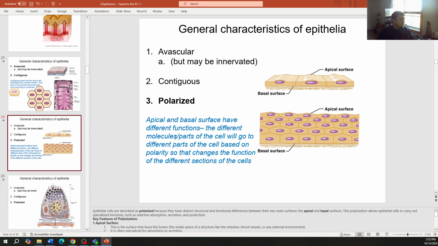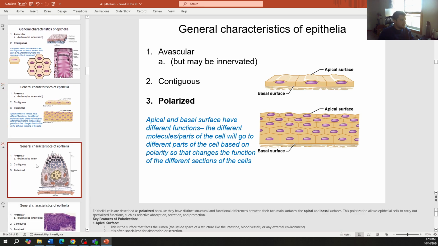Next is polarized. So polarized meaning that it has different surfaces and the surfaces have different components. So there's an apical surface, apical being the top, and you have a basal surface, which is the base or the bottom, the deeper part. Apical is the more superficial, basal is the deeper part, comparing it tissue-wise. So the different molecules or parts of the cell are going to go to different parts of the cell based on polarity, so that changes the function of the different sections of the cells. So it's polarized, it has different charges, different chemical interactions above and below.